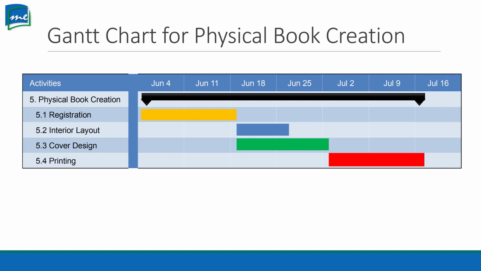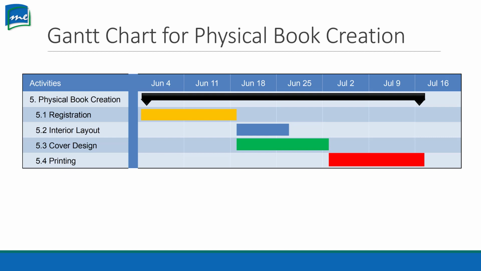And then on June 18th, once all that comes through, we're going to start the interior layout. We're going to actually format the words of the book. Is it going to be all justified, where you have everything looking nice, or is it going to be left justified, where you have a ragged right edge? How's it going to look? And then you're going to do your cover design at the same time. Yeah, you can do both of those at the same time, right?